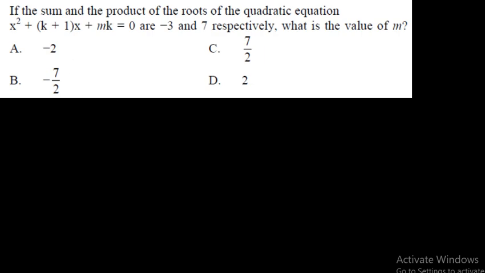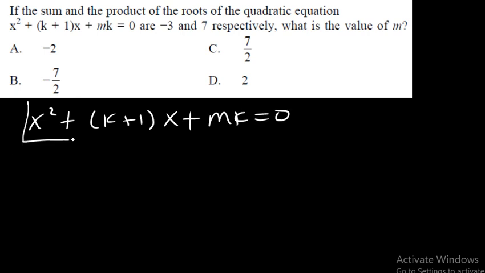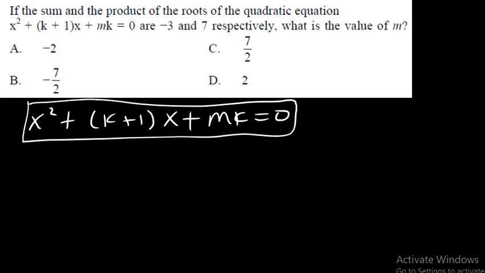Next one, we have a quadratic equation here. The quadratic equation is x squared plus (k plus 1)x plus mk, which is equal to 0. This is a quadratic equation written in standard form. So for this quadratic equation, what is a? The coefficient of x squared, which is 1. What is b? The coefficient of x, that is k plus 1. What is c? The constant term, which is mk.